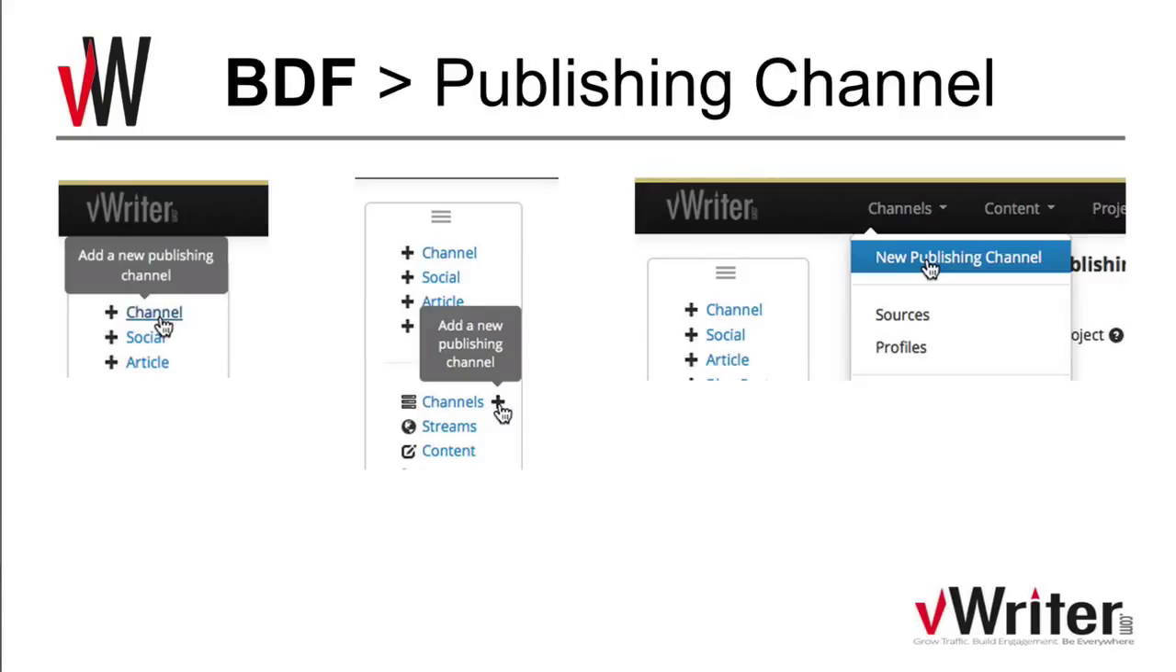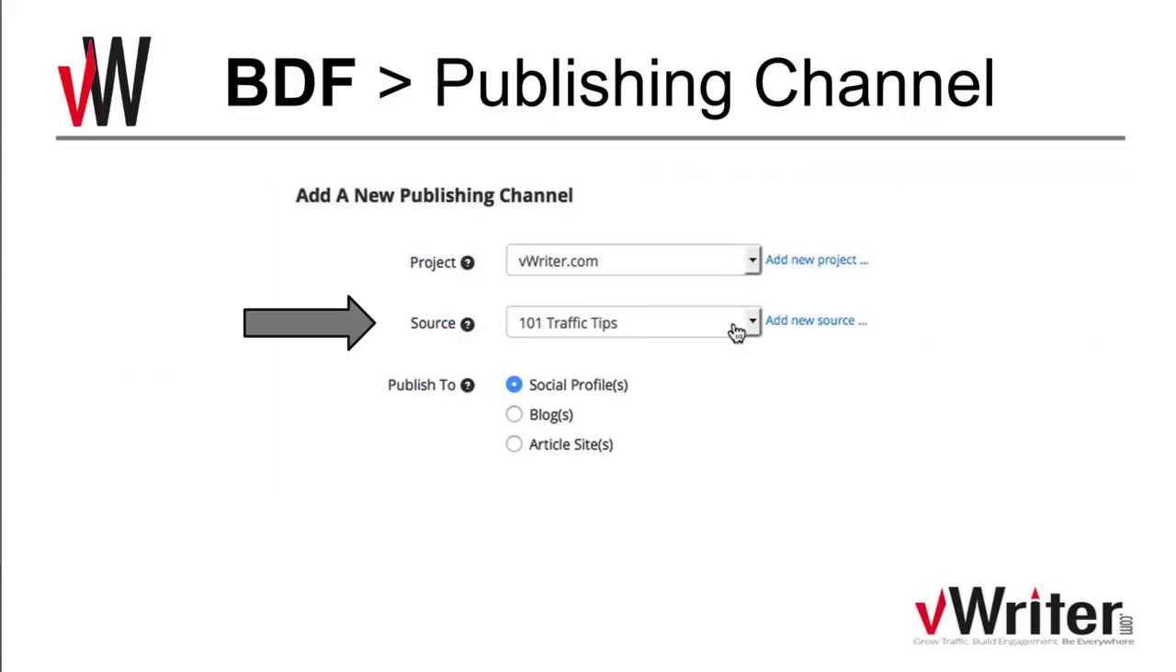So the usual way to start a publishing channel, though there are more detailed videos on creating publishing channels within the Be Everywhere Academy section on vWriter.com. So just a quick reminder, go through the menu on the left, the channel link, or hover over the channels and just click the plus icon, or from the menu channels, new publishing channel. You'll notice I've selected the source that I've just entered. So that's the first job, to link it up with your publishing channel.